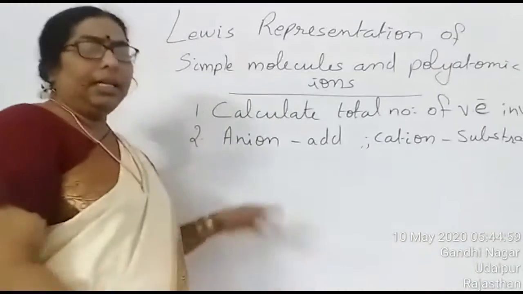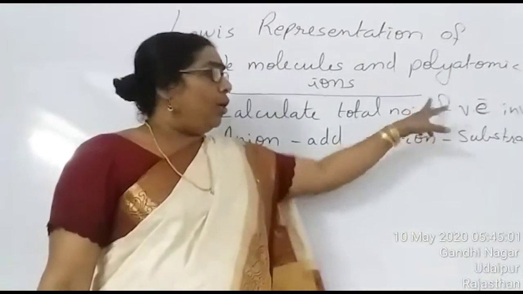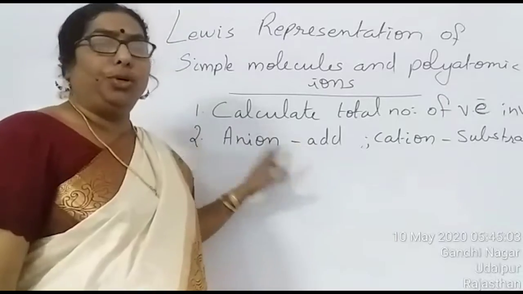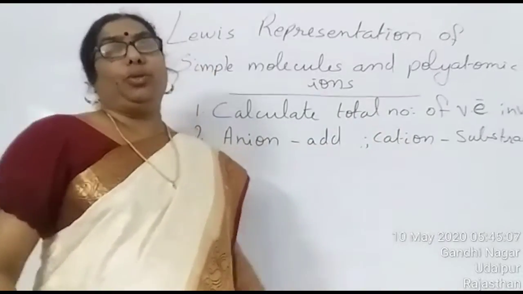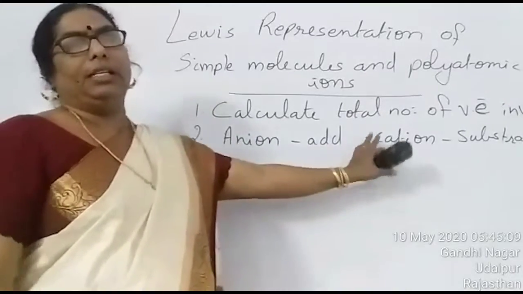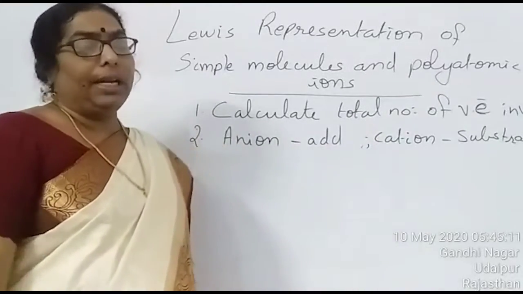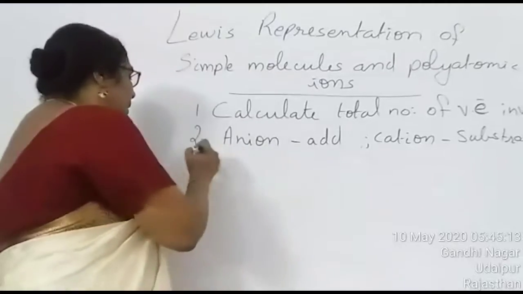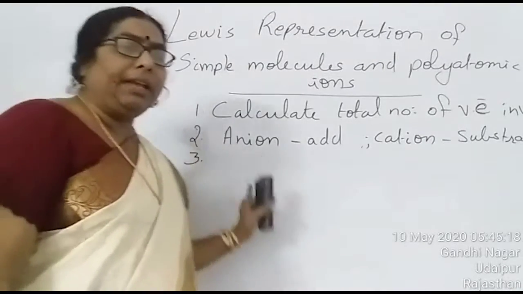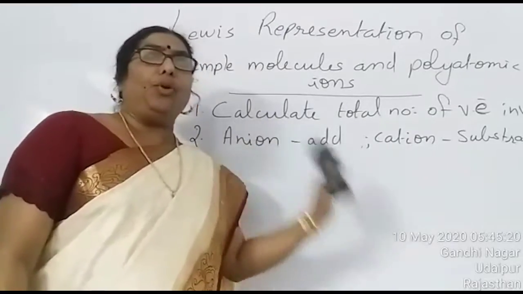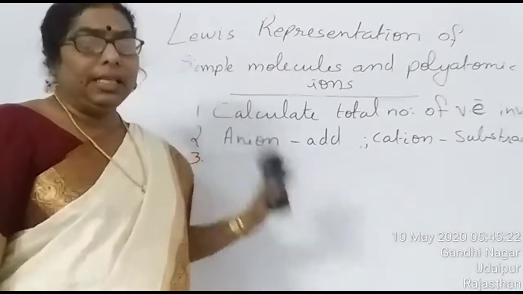Is it clear? If it is an anion, to the total number of valence electrons you are supposed to add the charges, and if it is a cation, you are supposed to subtract the positive charge from the total number of valence electrons. Now the third point: arrange different atoms in such a way that the least electronegative atom should come in the center.